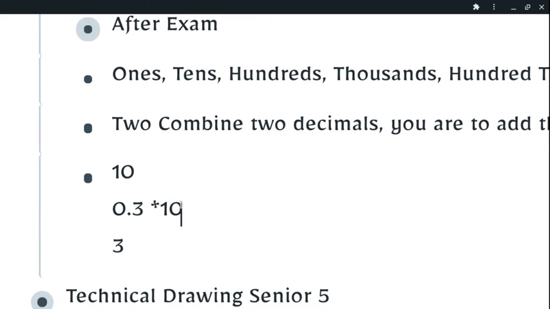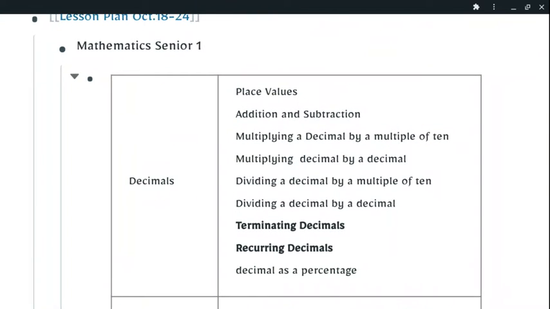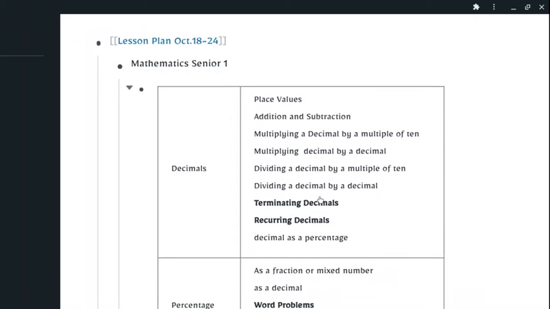And if we had 100 in this case, so let's say we got 100 to multiply that 0.3 by, we would have gotten the decimal place to move to the right how many times? Twice. Right? If we had 0.3 and that is multiplied by 100, how many times would we be moving that decimal point to the right? 2 times. So that would be 30. Okay. All right. So let's go back up. That was multiplying a decimal by a multiple of 10.